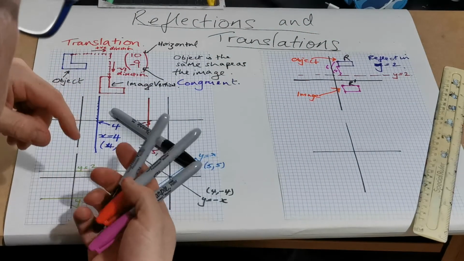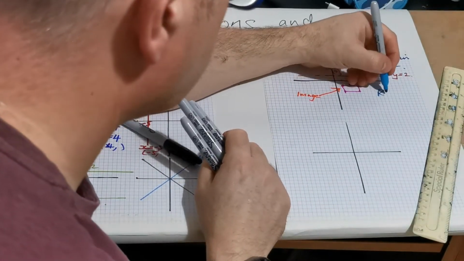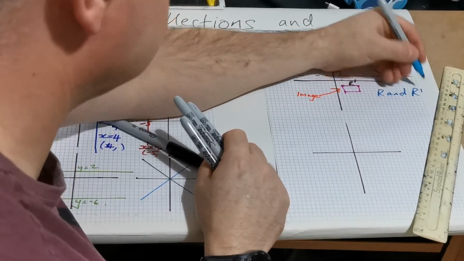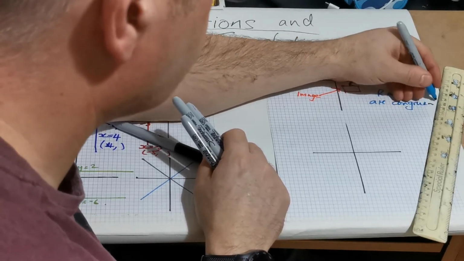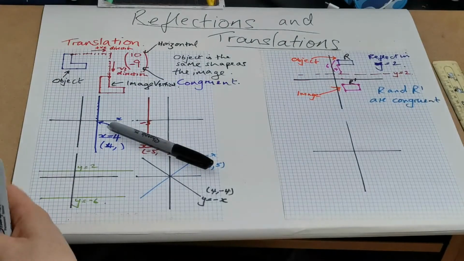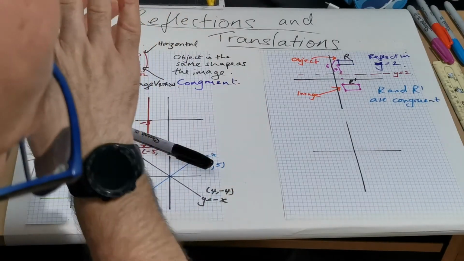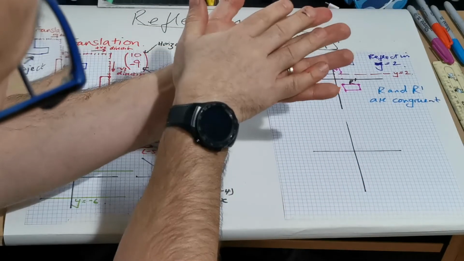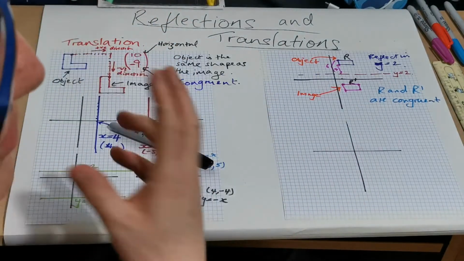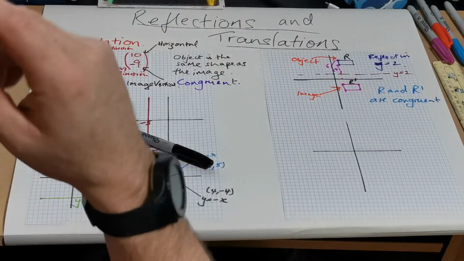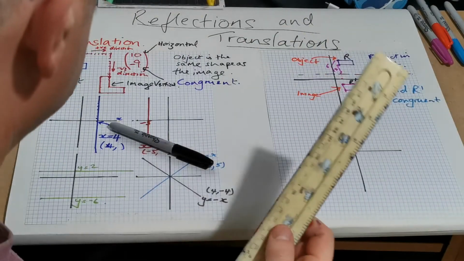And the other thing that we've learnt already is that R and R dash are congruent, because they're the same shape. I mean, there might be a twist or a reflection. Imagine if it was a triangle, the point of the triangle facing up in the first one, point facing down in the second one. They're still the same triangle, they've still got the same dimensions, the same angles, the same sides, so they're still congruent.